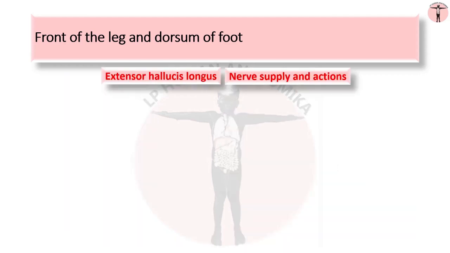Like all muscles in the anterior compartment of leg, the extensor hallucis longus muscle is innervated by the deep fibular nerve. Because it crosses anterior to the ankle joint, it dorsiflexes the foot at the ankle joint and extends the great toe.